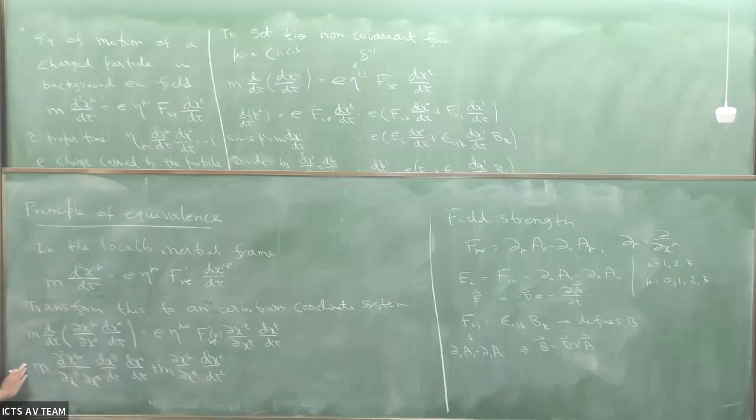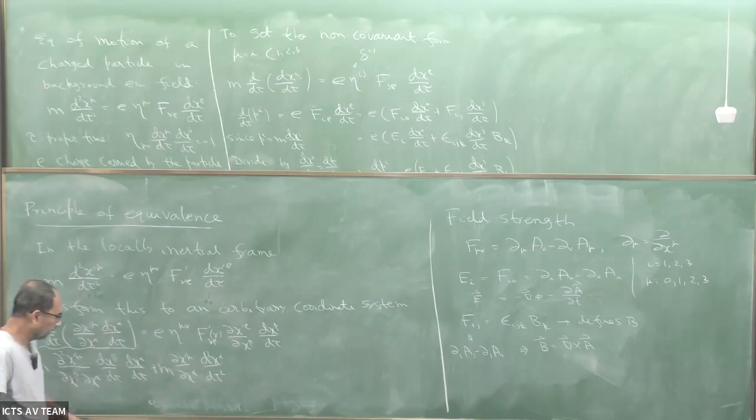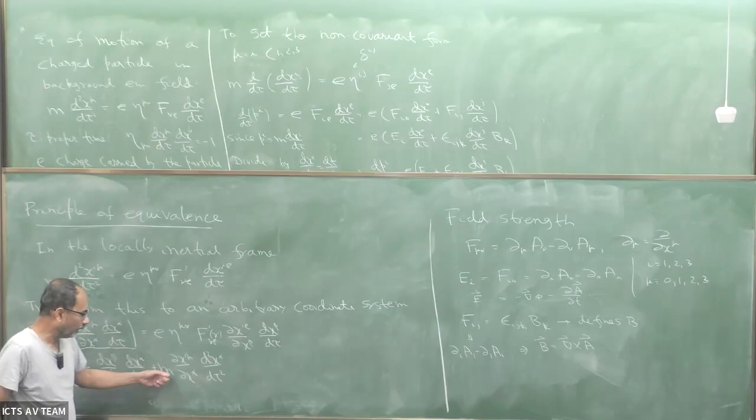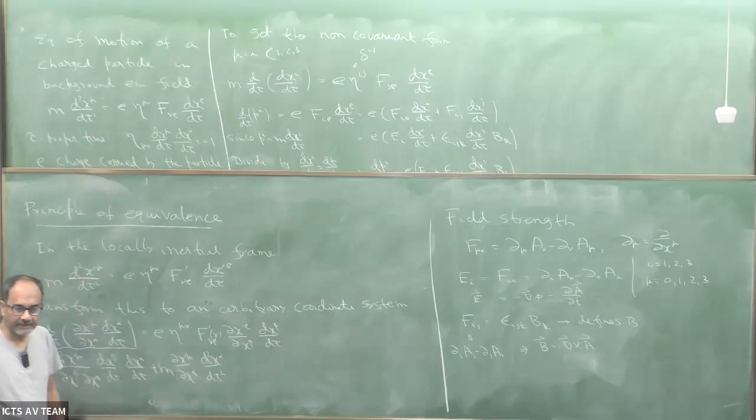Here's a reference sign. This whole thing I can replace by this. So the next task is to get rid of this factor, because you want something like m d2x d tau square. Okay, so how do you get rid of this factor?